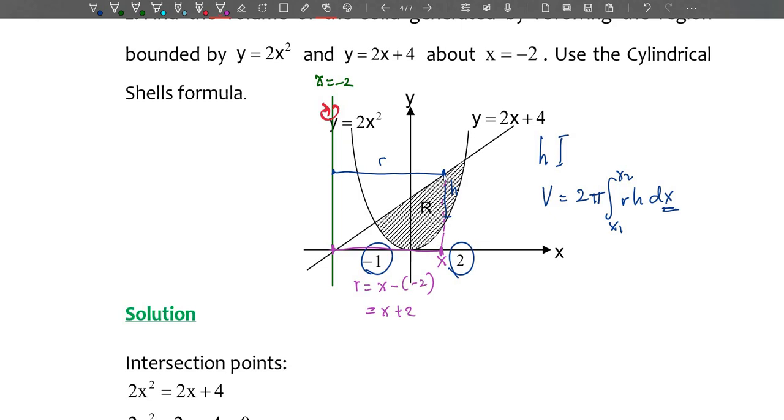And the next one, for height. Since it is vertical, it will be top minus bottom. Therefore, h equals 2x plus 4 minus 2x squared.